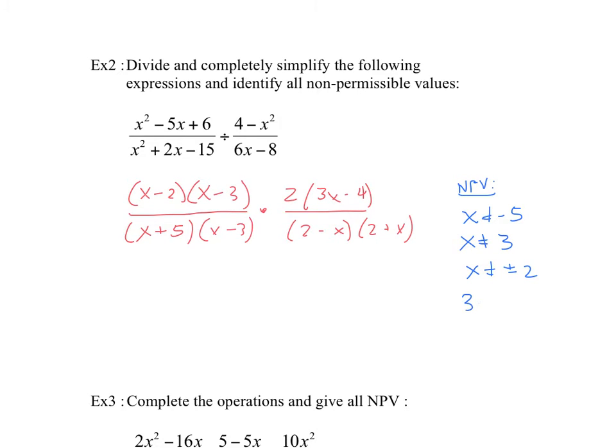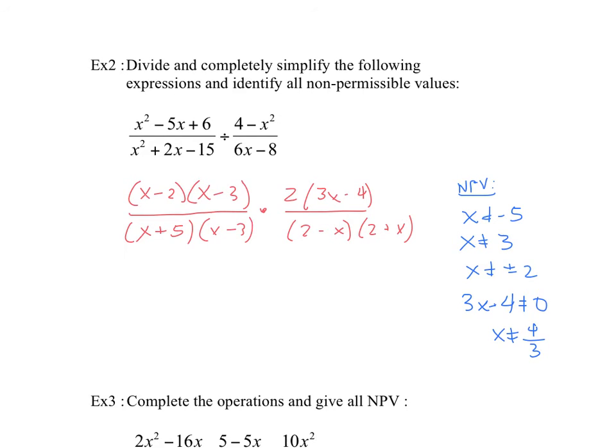So we have 3x minus 4 cannot equal 0. And if we solve for x in this expression, so bring the 4 over and then divide by 3, x cannot equal 4 over 3. So this is another non-permissible value. So there are actually 5 factors here that give us non-permissible values.